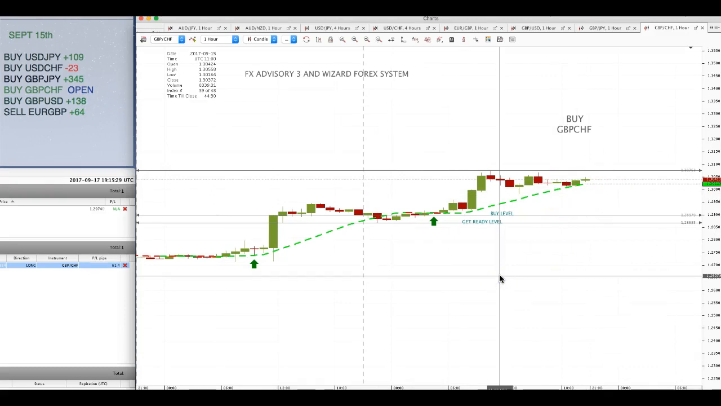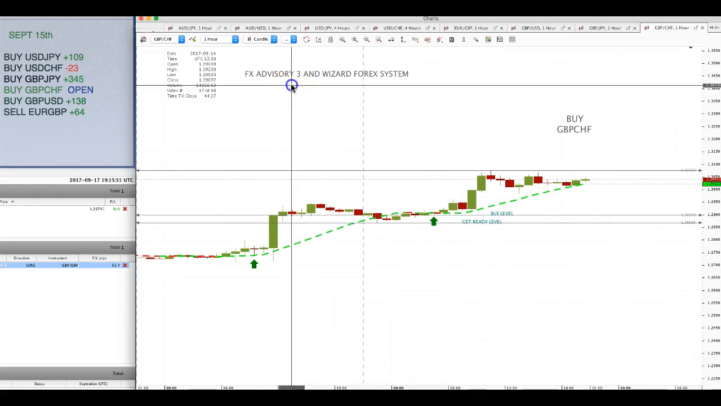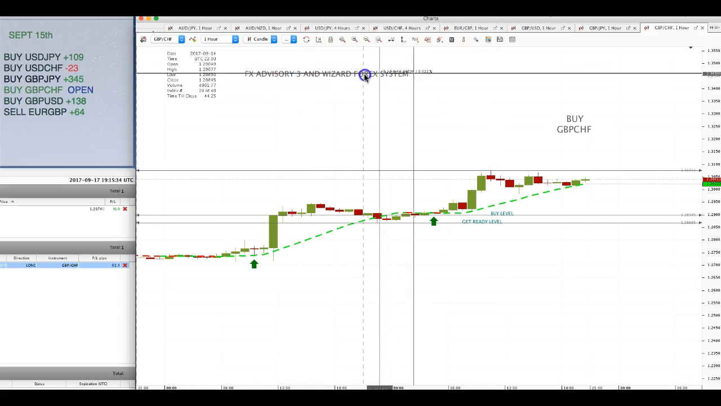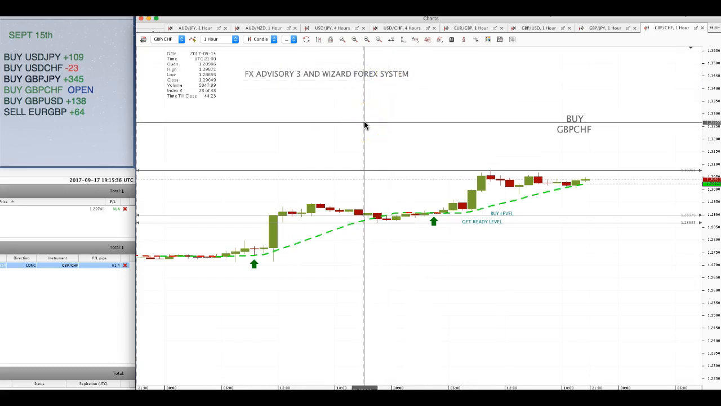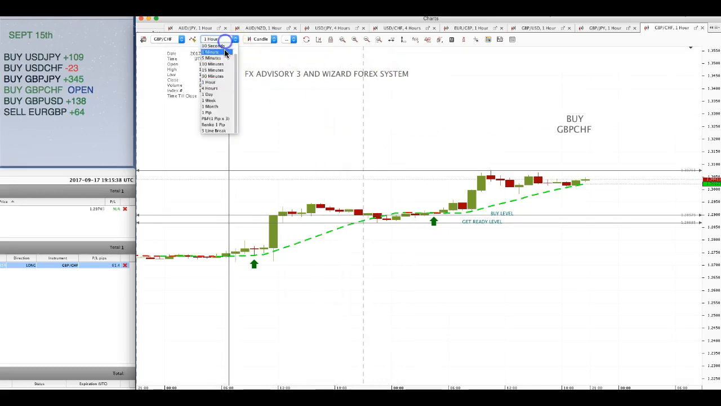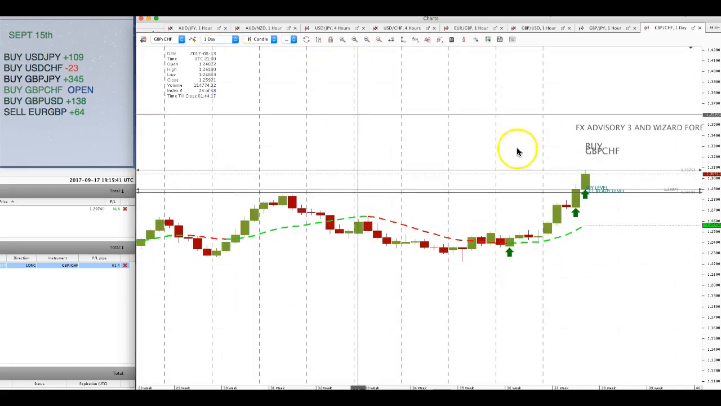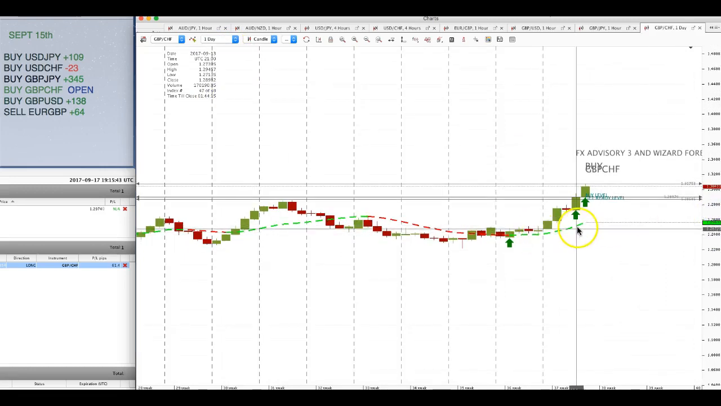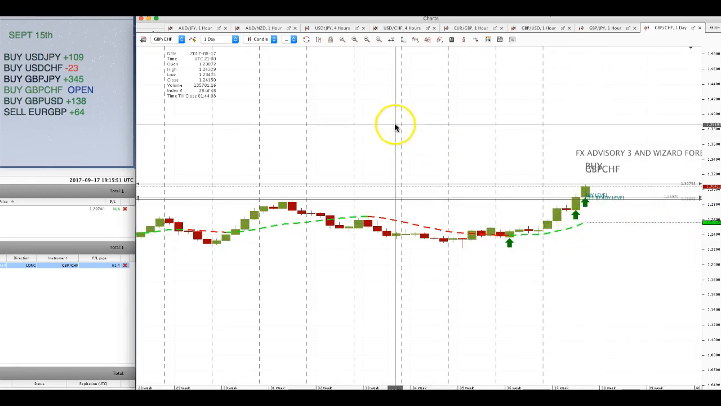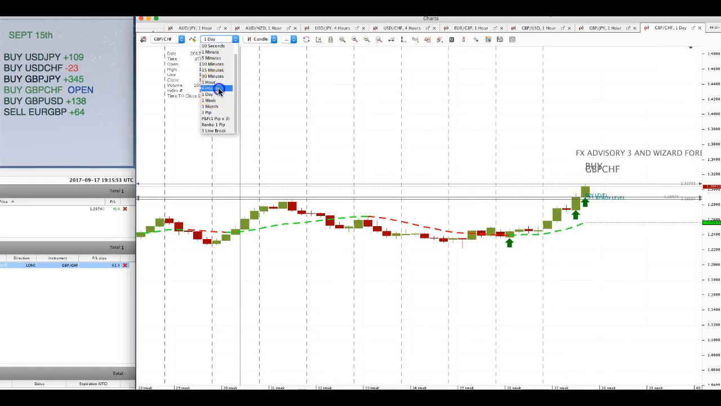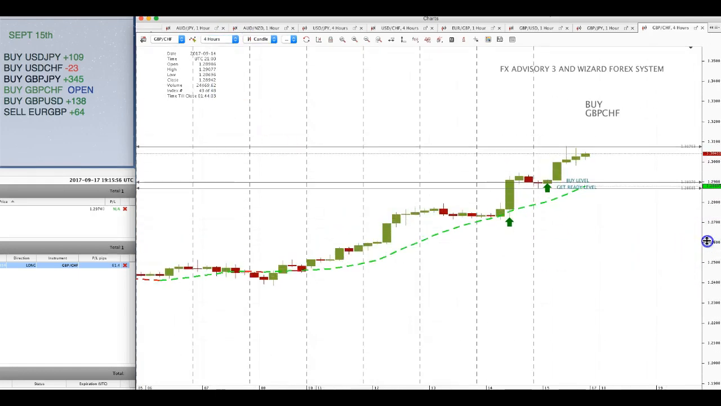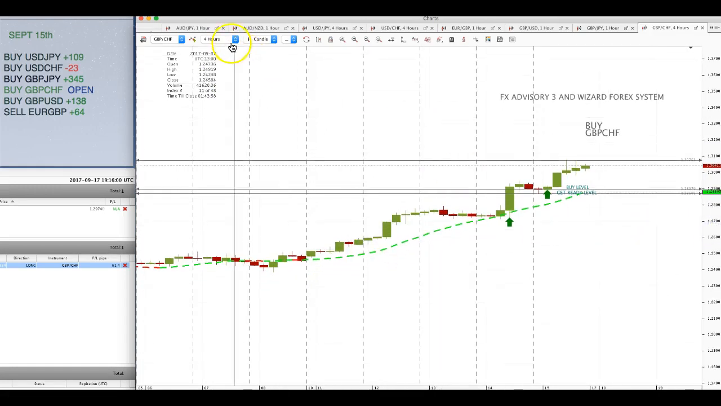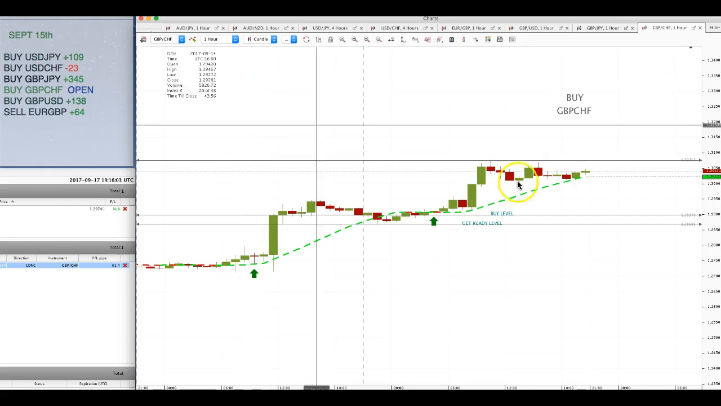So basically what I'm doing, taking advantage of these two systems, is I first do my top-down analysis. I look at a daily chart. If I look at a daily chart on pound Swiss, I notice that price is above the 14 moving average line, indicating a strong rally, a strong uptrend. So I know that I should be buying pound Swiss. The same thing on the 4-hour chart. Price is above the 14 moving average line. I look for trades on the 1-hour chart.